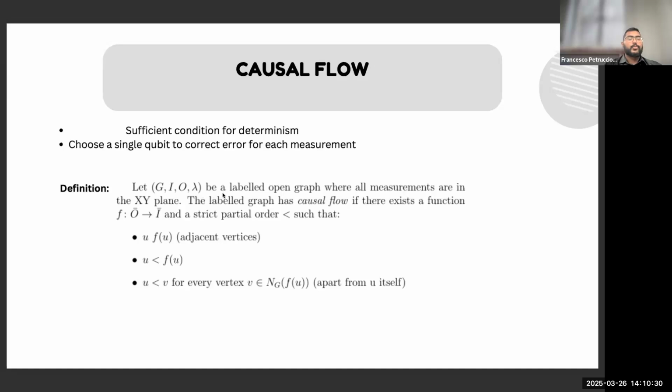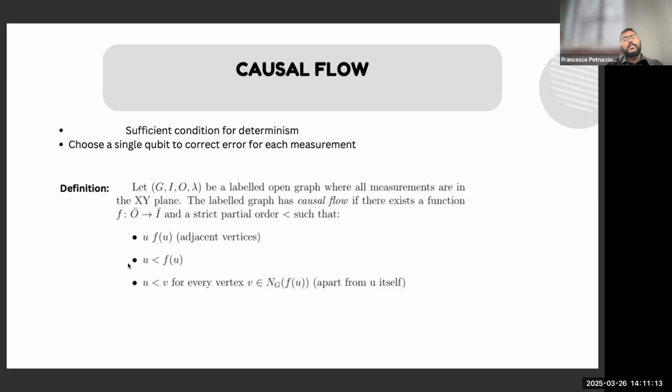So the formal definition is we have a labeled open graph where all the measurements here are in the XY plane. And we say that this graph has causal flow if there's this function f from non-output vertices to non-input vertices and a strict partial order such that u should be adjacent to f of u. This simply means that f is the function that assigns the vertex that we are using to correct for measurement on a vertex that's not an output. So we want the vertex we are using for correction on u to be adjacent to u itself.